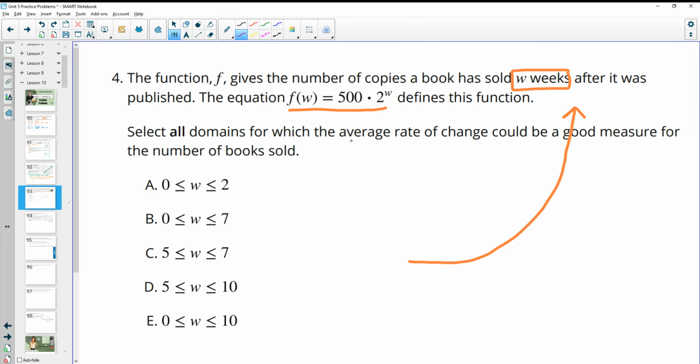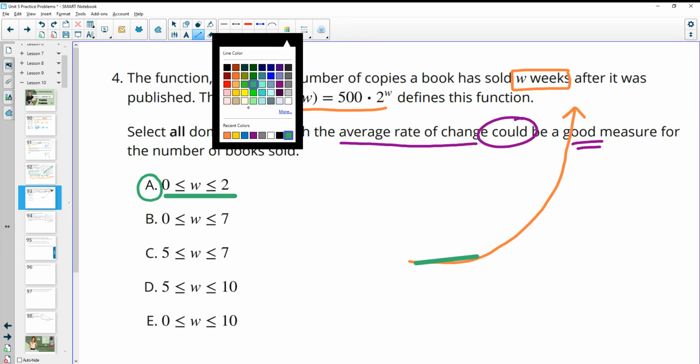So select all domains for which the average rate of change could be a good measure for the number of books sold. So when we're looking at this, remember, average rate of change is the straight line that connects the values at 0 and at 2. So if we're sitting here at 0 and at 2, your line is maybe like this. So that's a decent measure. That's not bad for this one. So I would say that one would be fine from 0 to 2.